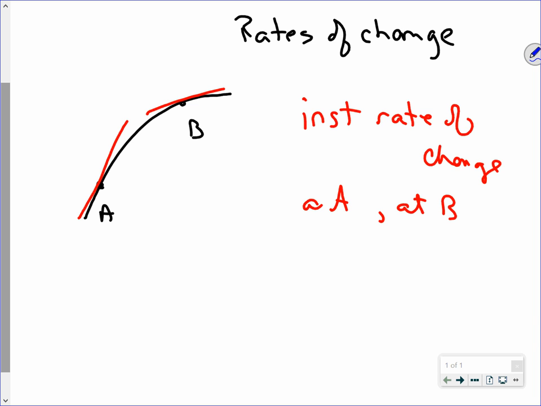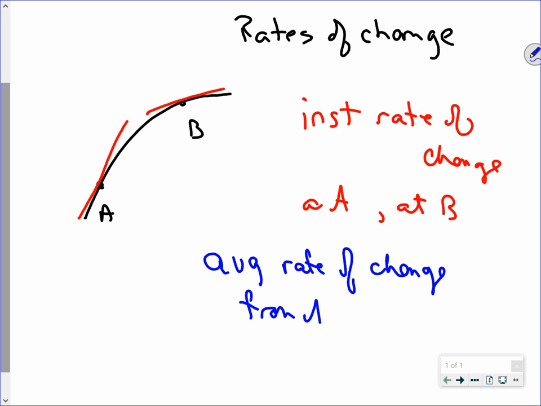On the other hand, the average rate of change from A to B is the slope of the line that connects A to B. It's just basically y2 minus y1 over x2 minus x1. You don't need to take a derivative for average rate of change, okay?